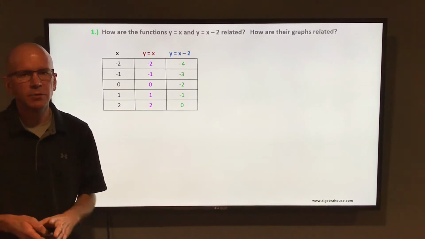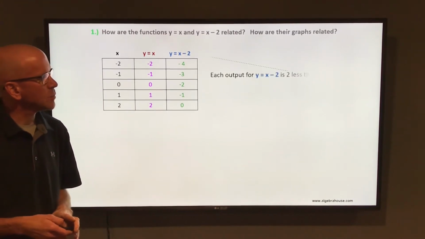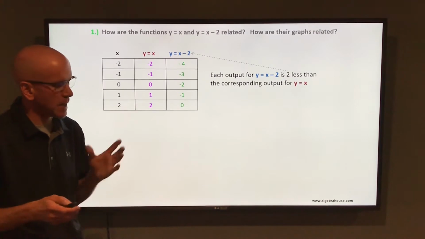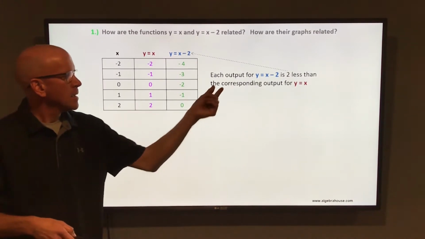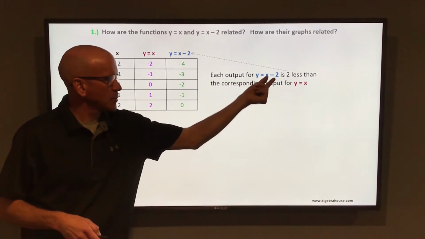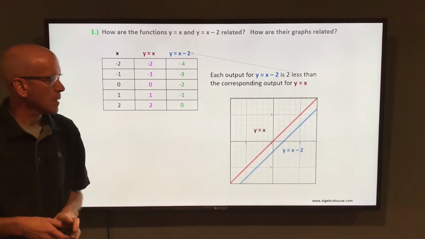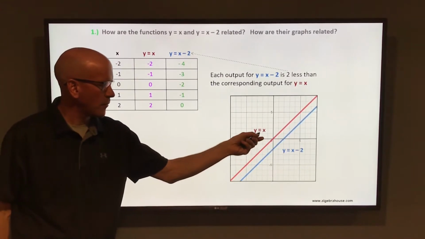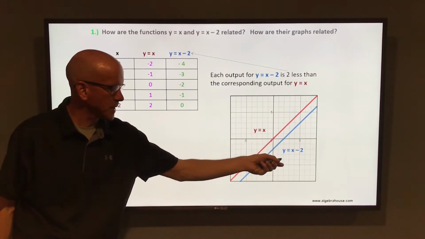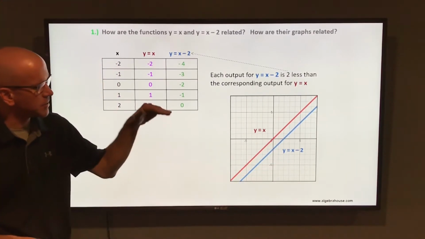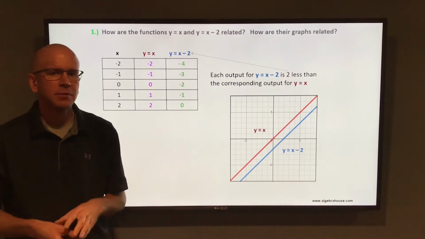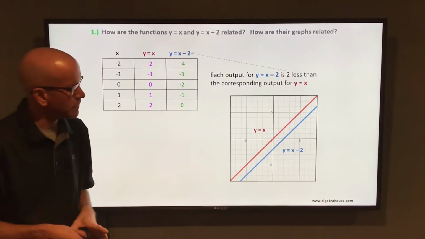If you subtract 2 from the value of y, it's going to shift the graph down 2 units. So each output for y equals x minus 2 is 2 less than the corresponding output for y equals x. Notice again on the graph, from y equals x, the red graph, to y equals x minus 2, the blue graph, you can see it's shifted down 2 units. But there's actually another translation taking place.